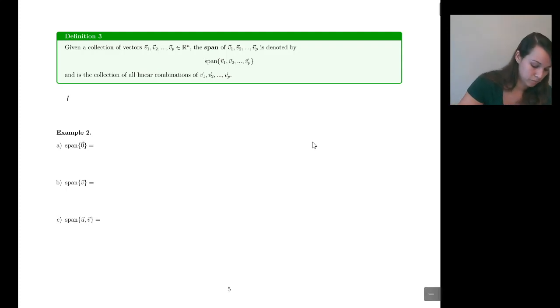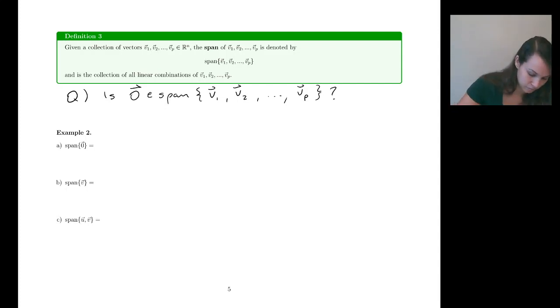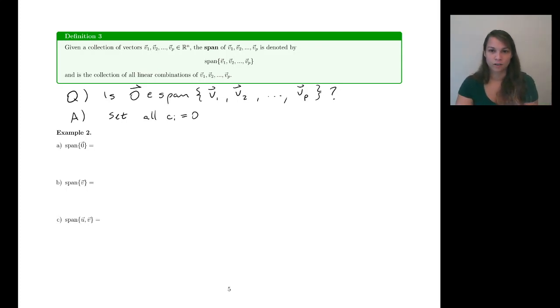So question, something easy, is the 0 vector in the span of this random set v1, v2, up to vP? I'm like, well, we don't know what they are. That might be a problem, right? Not at all. All you have to do is make all your coefficients 0. Answer, set all CI equal to 0. If all your coefficients are 0, then you're going to get the 0 vector. Done.